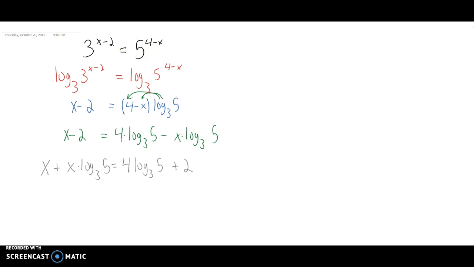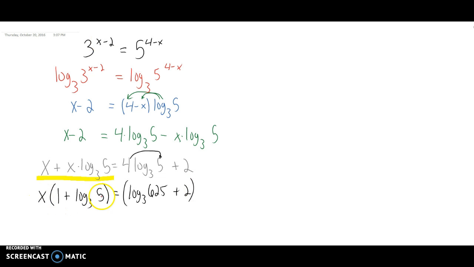Next step, on the left-hand side, I see that there are these two terms, and both of those terms have an x in them. That's why I brought them over there. So if we factor an x out of both of them, the left side will look like this. And on the right-hand side, this 4 in front of this log could serve as an exponent. So if we actually took 5 to the 4th power, that would be equal to 625. You don't have to do that, but it just means a little bit less writing for me.